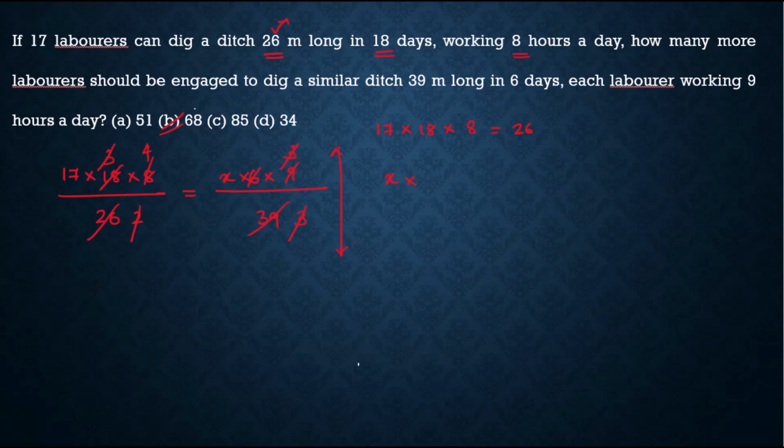In the second case, we don't know the number of workers. The number of workers be X, into 6 days, 9 hours per day. They have to make a ditch which is 39-meter long. So their work is 39 meter. Then take the right-hand side to become 1, that means divide by the work to get the same. What we did was M1 D1 H1 divided by A1 equal to M2 D2 H2 divided by A2. Number of men, number of days, number of hours, and what amount of work has to be done. Hope it's clear. Is that fine?